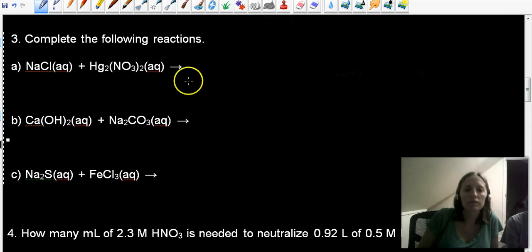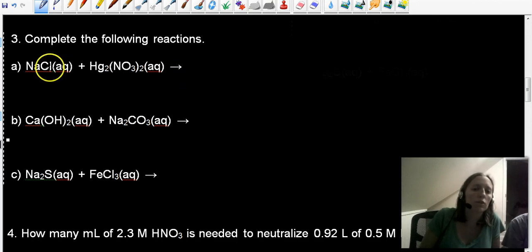3. This is a double displacement reaction. You've got sodium chloride aqueous combined with mercury nitrate aqueous. When it says aqueous, that means that it's dissolved. So this is soluble, and we know why, is because we've got nitrate here. That's a Pope.